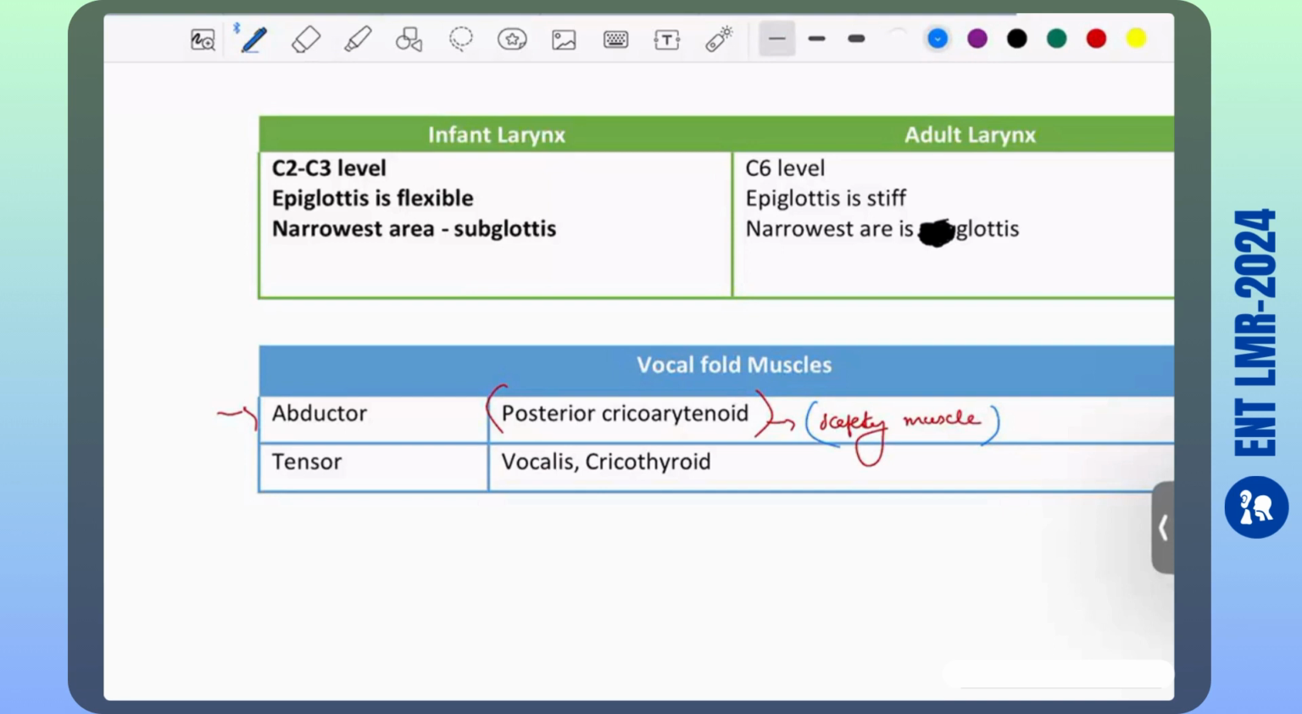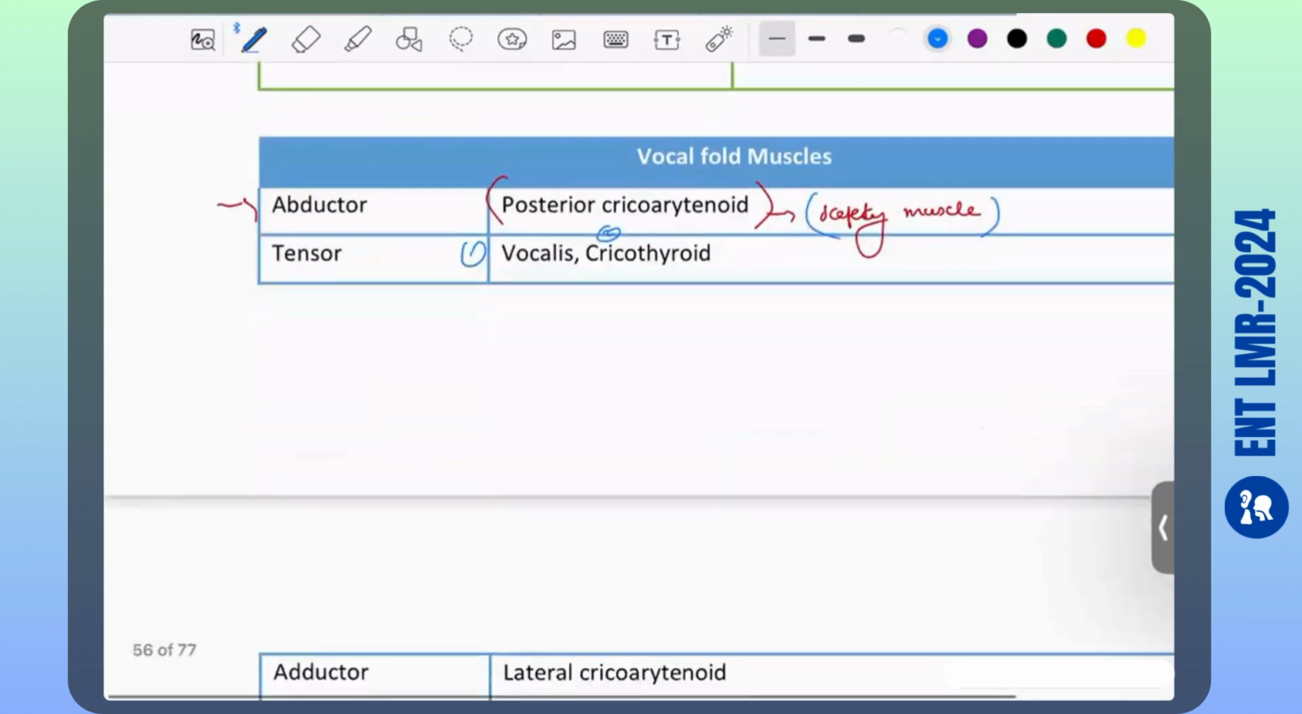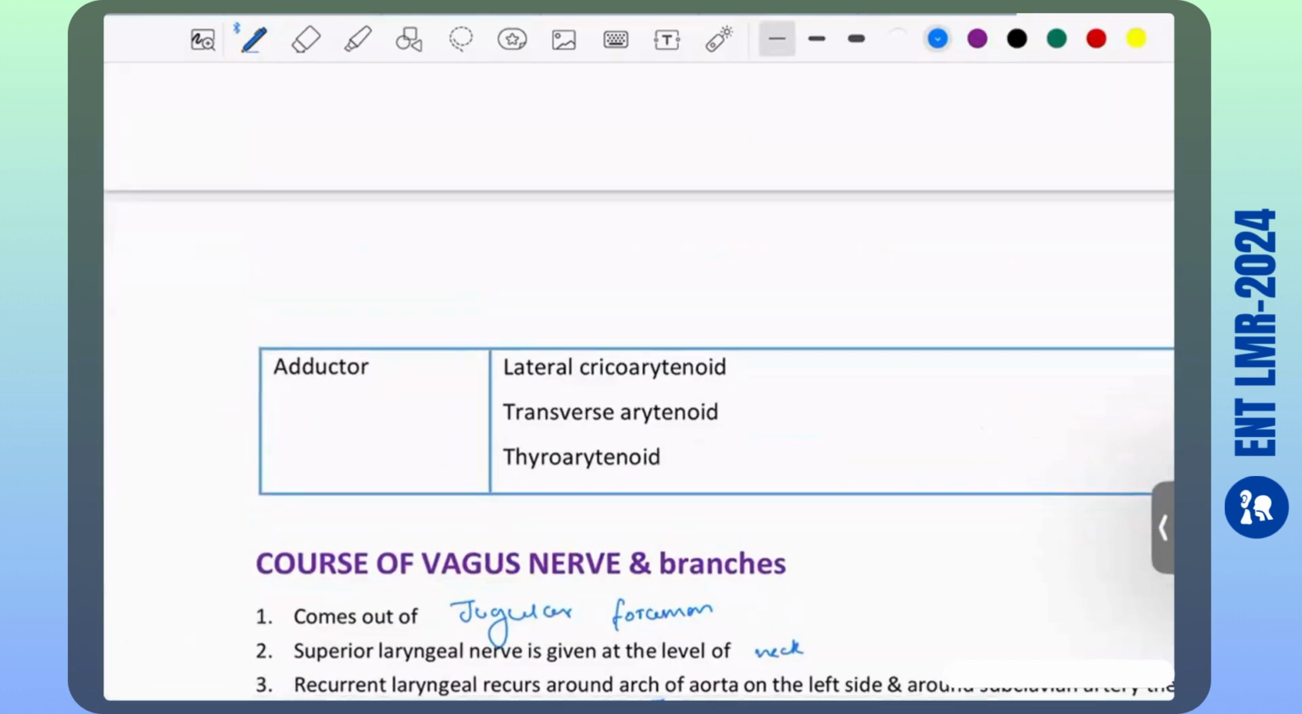Then tensor muscles of the vocal cord are vocalis and then cricothyroid. Adductor muscles, there are very many muscles. Lateral cricoarytenoid, transverse arytenoid, many are there. But the most important muscle is the abductor muscle, posterior cricoarytenoid.